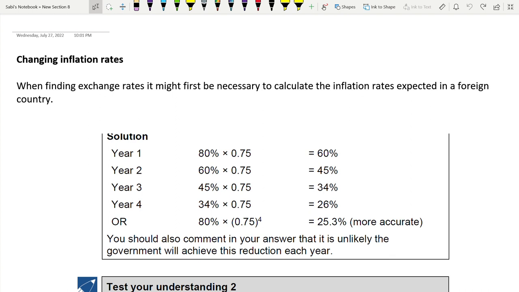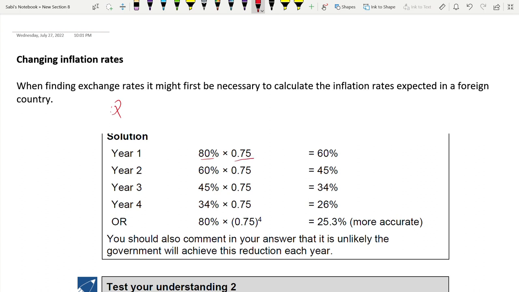Inflation rates. Same way as we have done for the domestic net present value, even for the foreign, the international net present value, we need to adjust for the inflation rates in the foreign country. So you need to calculate the inflation rates. The question is not there, but let me read it for you. Inflation is currently 80% in Brazil. Although the government hopes to reduce it each year by 25% of the previous year's rate.